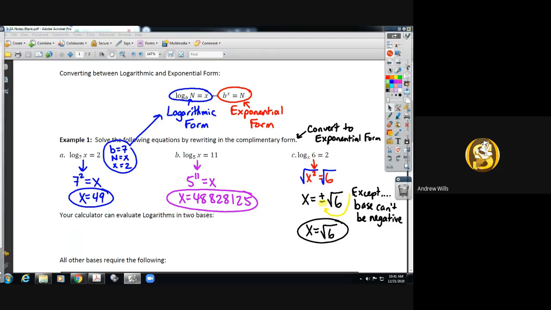All right, so that's about half of your homework assignment tonight: converting things from logarithmic form into exponential form and then solving for x. No questions on that before we move forward to change of base?